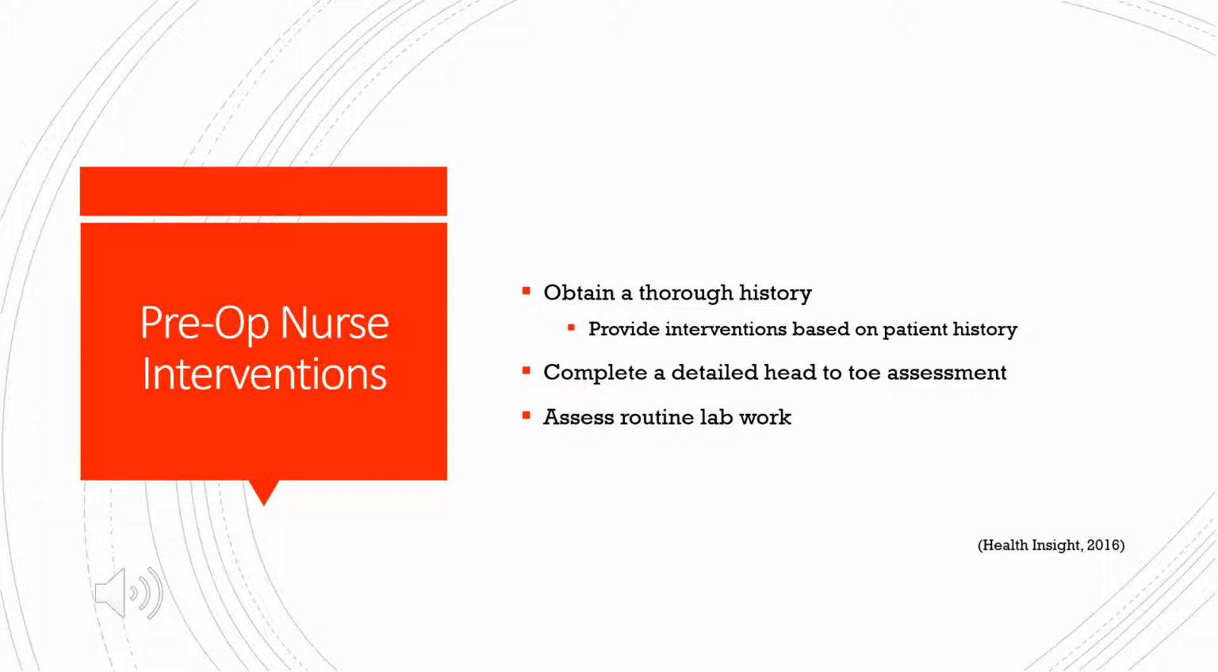A CBC should also be obtained as a baseline to compare with post-procedure results. This allows the nurse to assess for any blood loss. Additionally, metabolic function should be assessed via electrolytes and glucose, as well as renal function through BUN and creatinine. Obtaining a chest x-ray and baseline ECG are also recommended. Patients should be NPO for 6 hours prior to the procedure, as well as educated on what to expect after the procedure is complete.